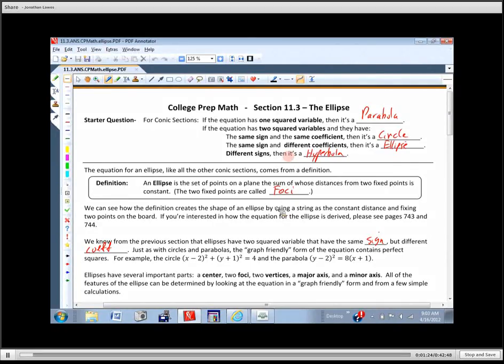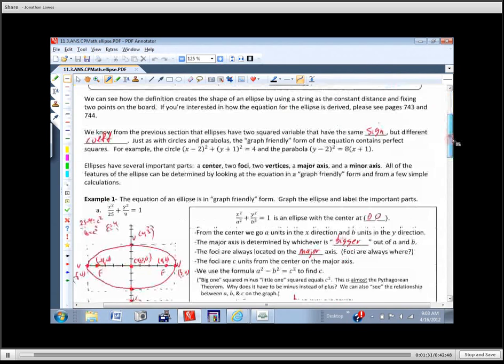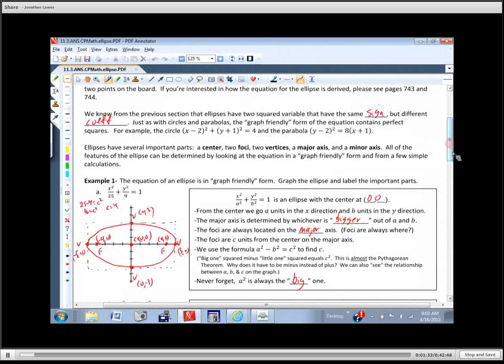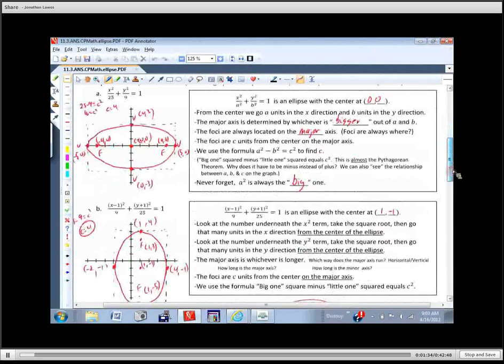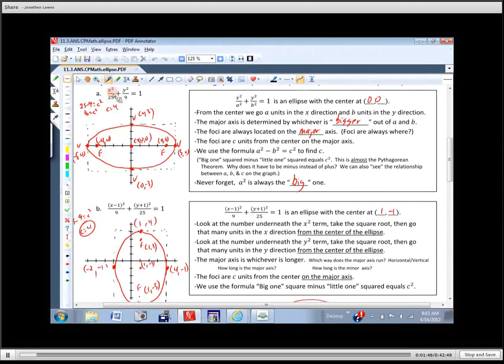We talked about the definition, and we kind of sketched why it made that type of shape on the board. Talked about the foci, and then we had a problem like this, just a regular old one that hasn't been moved anywhere. We made the point that its center is at the origin. The major axis is determined by whichever one's bigger. So the bigger number is underneath the x. That means it's going to be longer in the x direction than it is in the y direction.